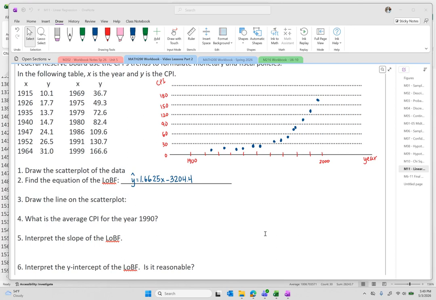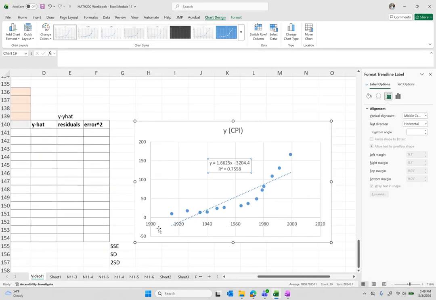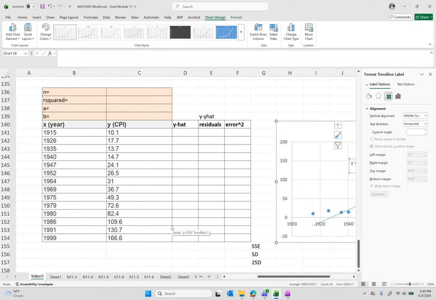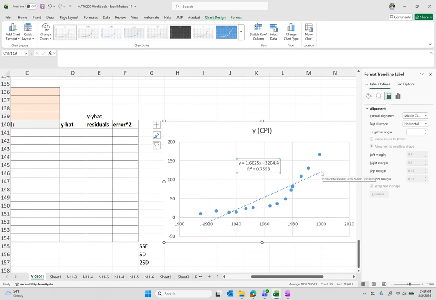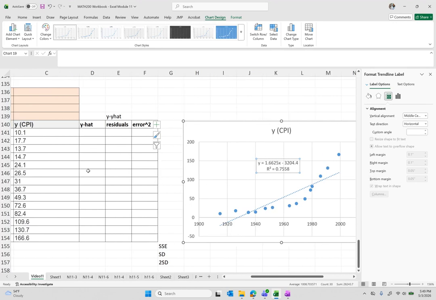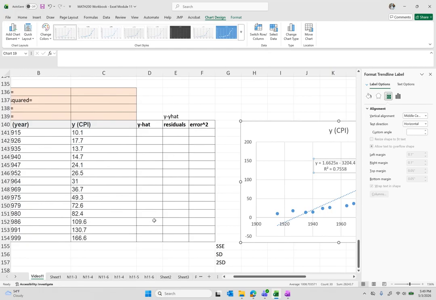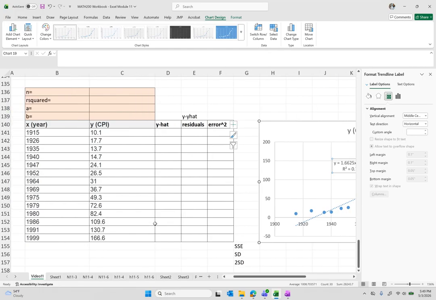And the next question is for us to draw the line by hand on the scatter plot that we sketched by hand. And what we want to do is we want to imitate Excel and find out where Excel started from and where Excel ended at so that we can sketch that line. And if you remember, Excel will start at the smallest X value, which is equal to 1915, and it will end at the largest X value, which is 1999. So we want here to find those points. We need the Y hat when X is 1915 and the Y hat when X is 1999.